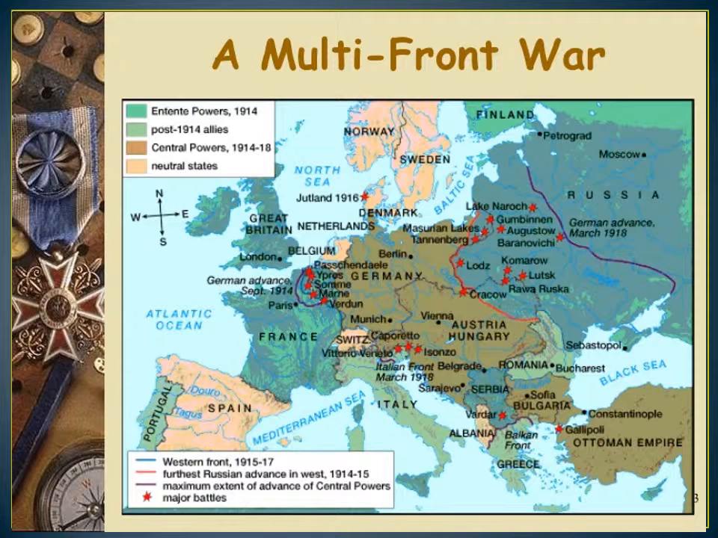And you can see in the map of Europe here, the Central Powers are kind of centrally located in Europe, so that's kind of why they got that name. Germany, Austria-Hungary, Bulgaria, the Ottoman Empire. The Allied powers are surrounding them.